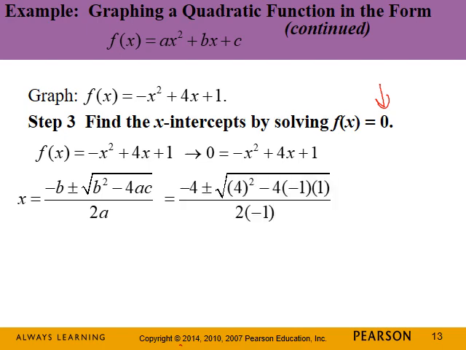So let's go ahead and substitute the values in. Here you can see that once again, since our a was negative 1, our b was 4, and our c is a positive 1, we just substitute in the 4 for the b, negative 1 for the a, 1 for the c, and a negative 1 for a down here.